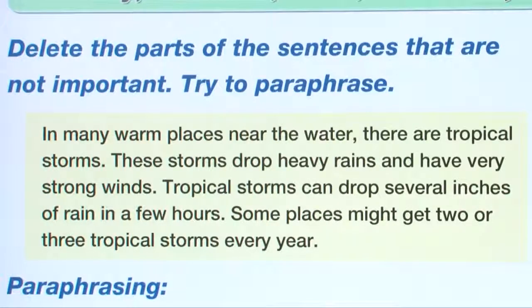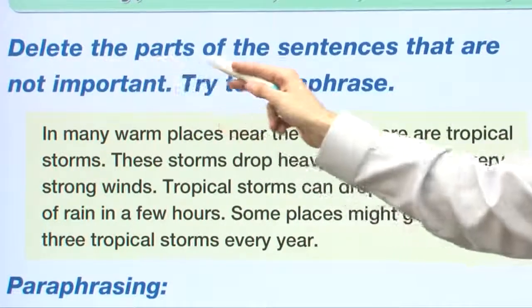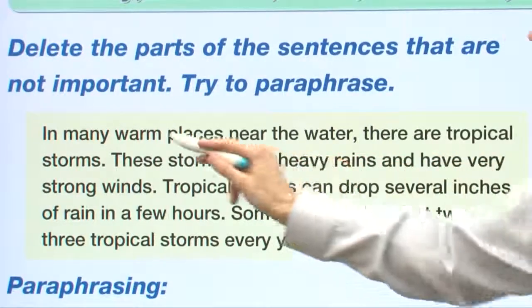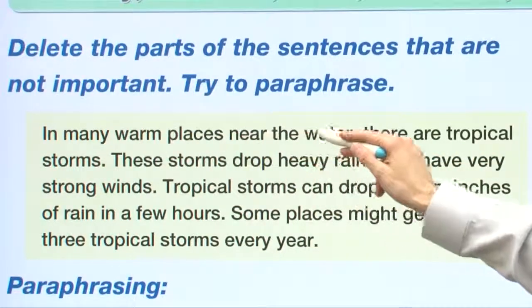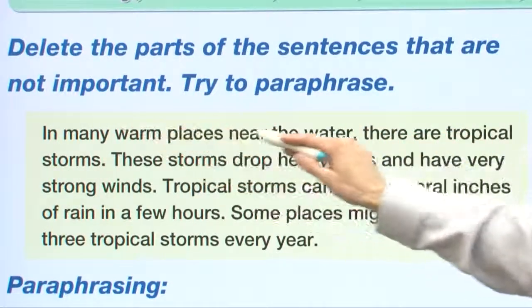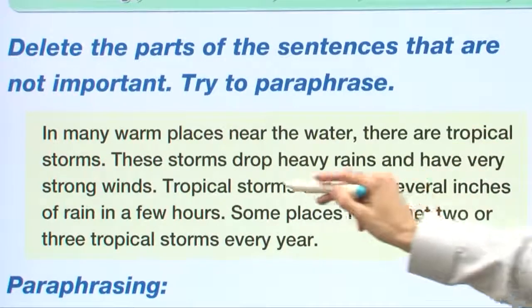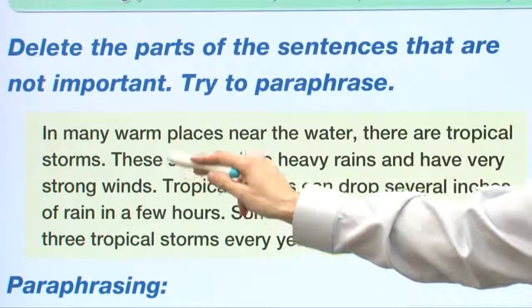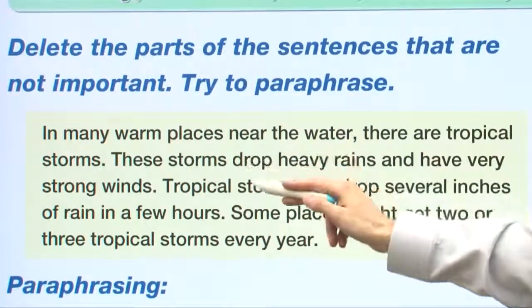So in this paragraph, that's one paragraph, which are the sentences that are very useful? Which ones do we need and which ones can we delete? So please, let's delete the parts of the sentences we don't need. Let's see. In many warm places near the water, there are tropical storms. Maybe, I like this. Maybe a little bit, okay? These storms drop heavy rains and have very strong winds. Maybe that's important. Okay, we'll continue.